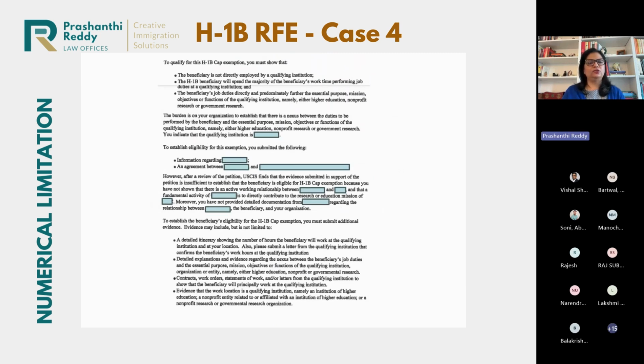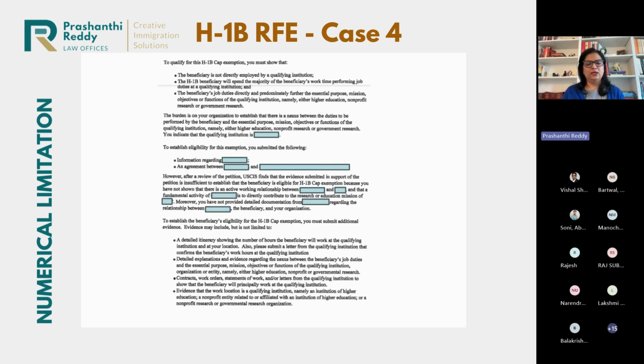So they're saying that in order to show that it's cap exempt, look at the last few bullet points. Detailed itinerary showing the number of hours the beneficiary will work at the organization, and a letter from the organization that confirms the working hours. So they want to make sure that they're not going to be working at the consulting company, but the entire period of time they'll be working at this qualifying organization. Explanation and evidence regarding the nexus between the beneficiary's job and the essential mission, purpose, or objective of the qualifying organization, which is basically supporting the institution of higher education. Then contracts and work orders to show that there's a relationship between the hospital and the teaching institution.